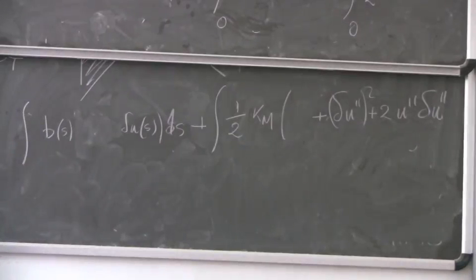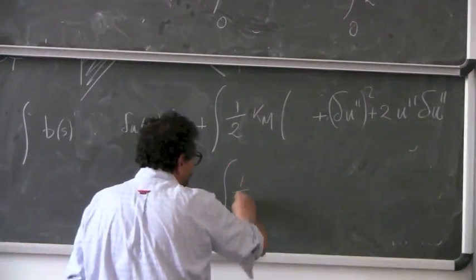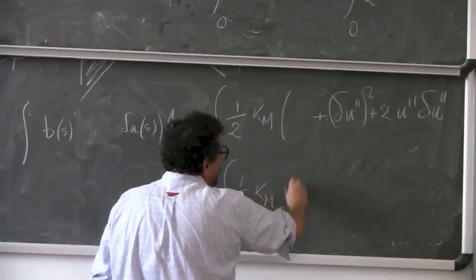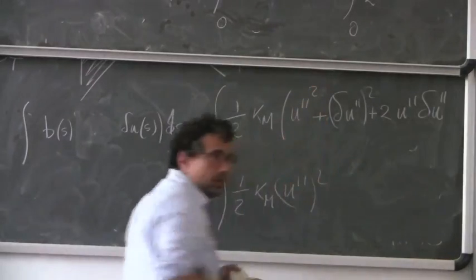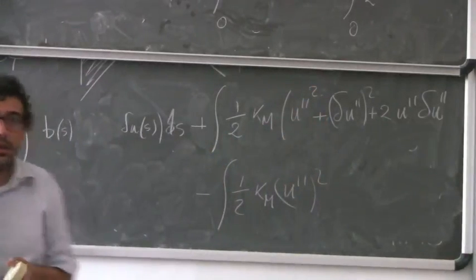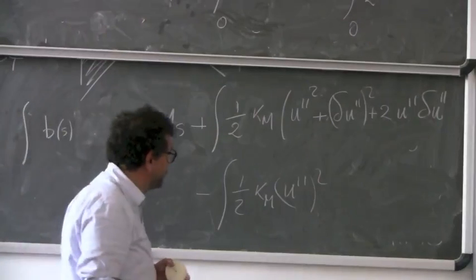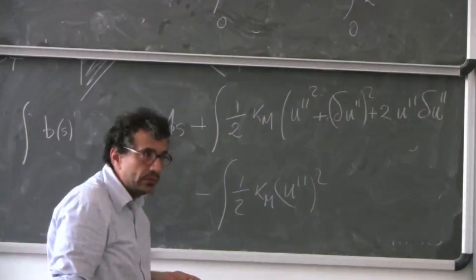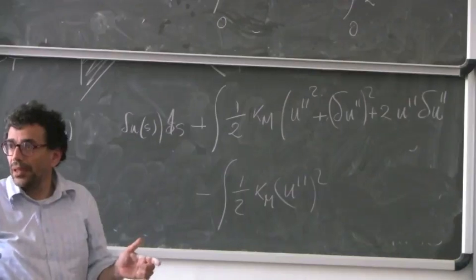You agree? Minus integral 1/2 kn u second squared. And here was u second squared. Okay? You agree? Can I go ahead?